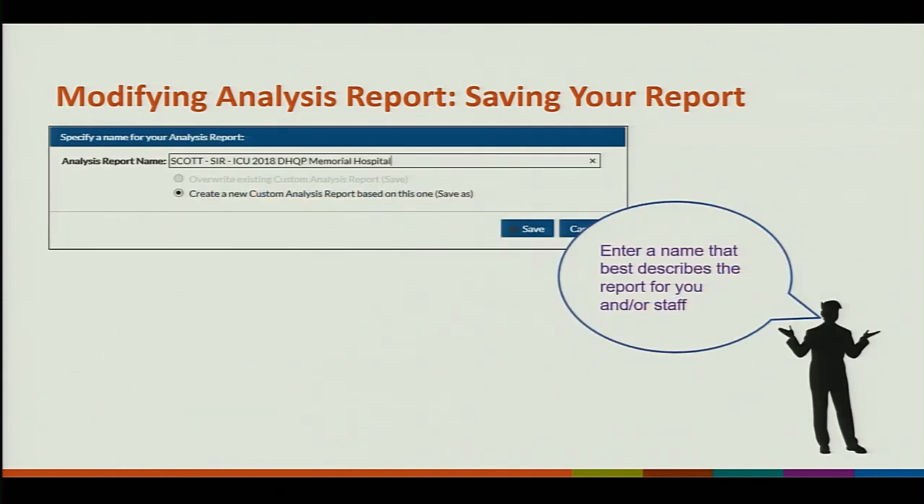If you select save, again, you're going to get an opportunity to name your report. So that title change or name change that you may have made at the beginning of the modify report is going to be here. You have another opportunity to edit or change that here. So anything specific that you want to identify for this report that'll be helpful for you to access it in the future would be recommended. So I just simply said this is my report, SIR, ICU for 2018 for my hospital. So then just simply select save.